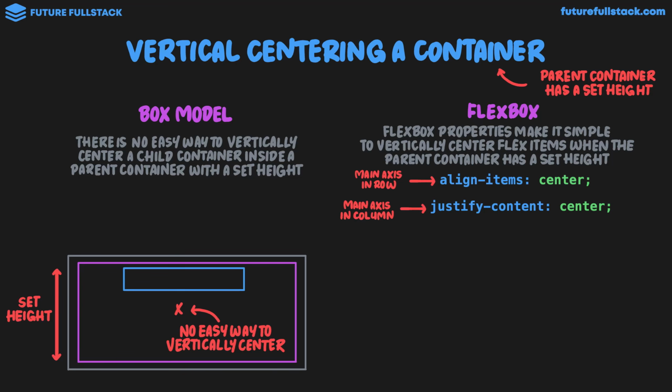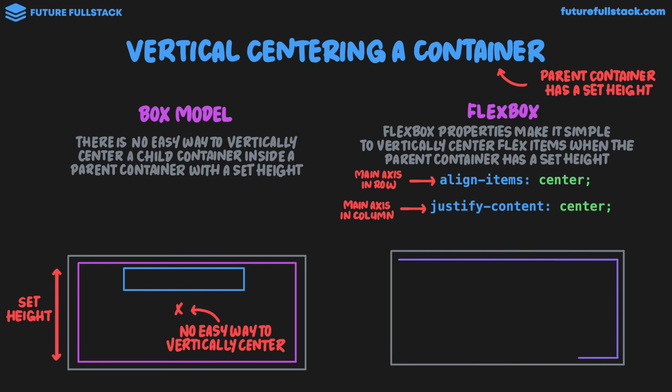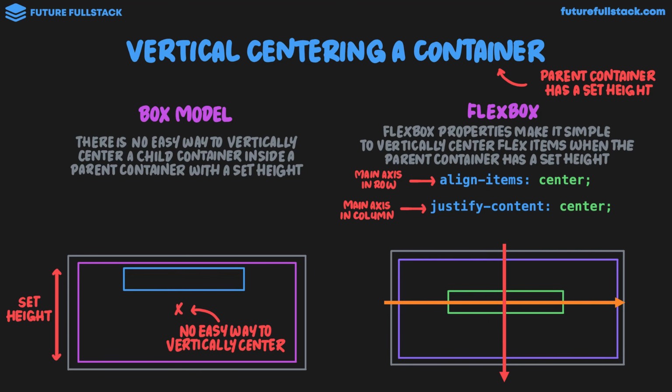Looking at this in diagram form, we have our browser, our flex container, our flex item. Following on from the diagrams we've looked at before, we put our main axis in column, so it's going from top to bottom, which means our cross axis is going from left to right. As our flex container has a set height, we can easily use the justify content center property to center this along the main axis, which in this setup is responsible for vertical positioning, as our main axis is running from top to bottom. And just like we saw before, our flex properties are applied on the flex container.